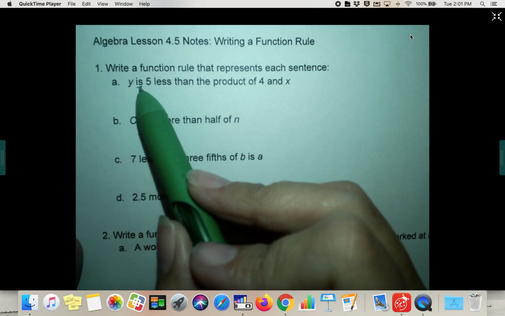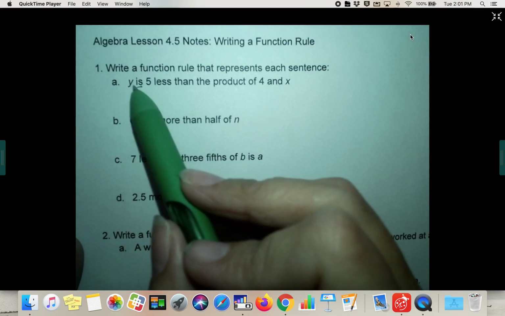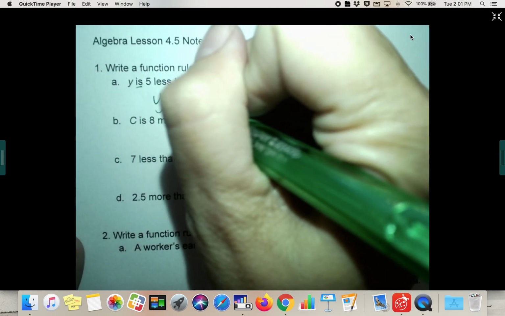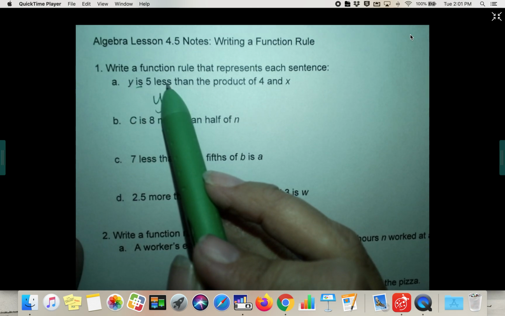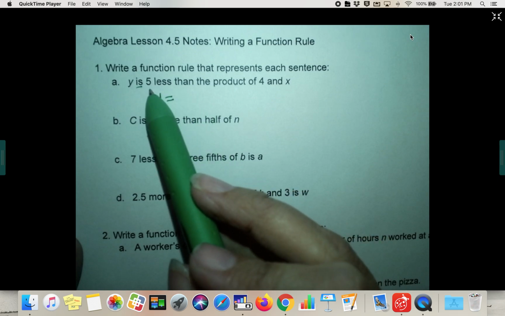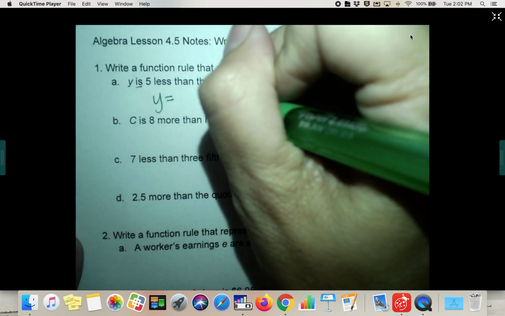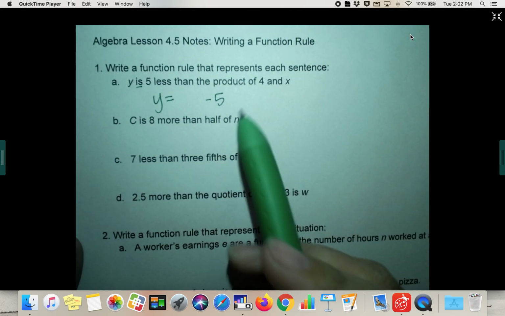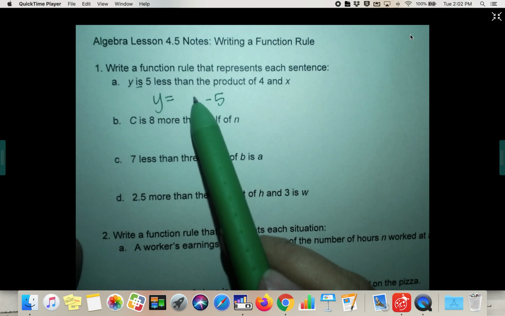A says y is. "Is" means equals. So we're going to put y equals because it says y is 5 less than something. So we don't know what the something is, but we know it's going to be 5 less than that. So I'm going to leave a little space and I'm going to do minus 5 because I know that it's 5 less than something. So keep reading to see what that something is.